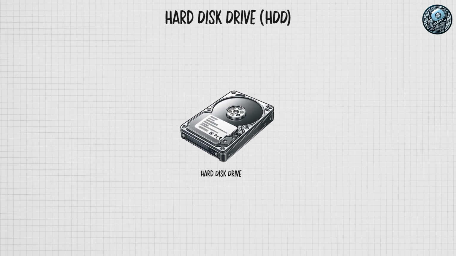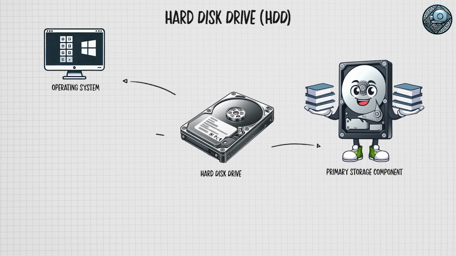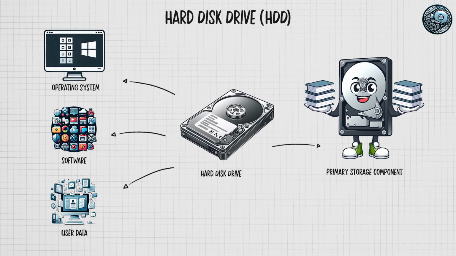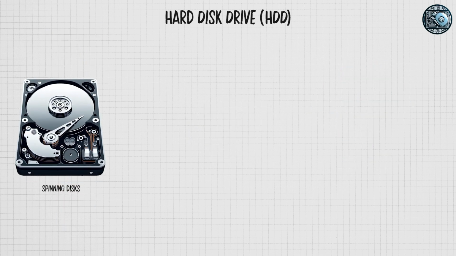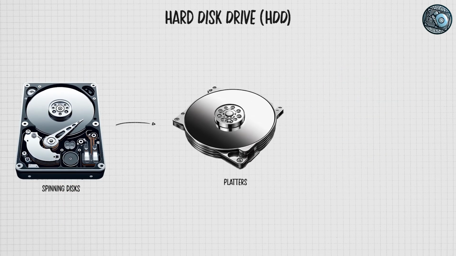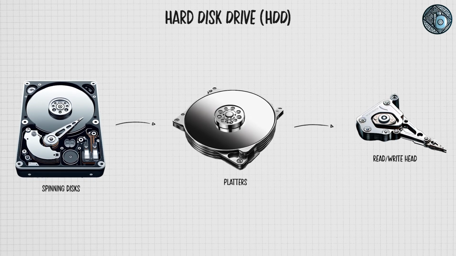High-performance GPUs are essential for gaming, 3D rendering, video editing, and applications requiring heavy graphical computations like machine learning and scientific simulations. A hard disk drive, HDD, is a primary storage component in a computer used for storing the operating system, software applications, and user data such as documents, photos, and videos. It consists of one or more spinning disks called platters coated with magnetic material and a read-write head that moves across the platters to access or record data.